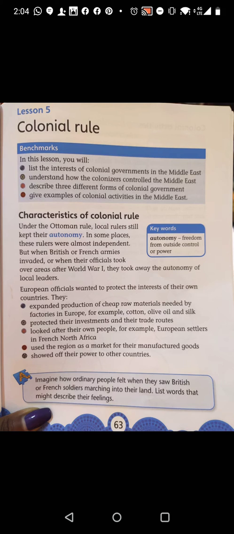For example, the European settlers that came into French North Africa, they protected them, making sure they were safe when they moved there. And then they used the region as a market for their manufactured goods, so they also sold their goods in those areas. Then they showed off their power to other countries. So this is the beginning of the characteristics of colonial rule. When they came in and started ruling in these different areas, this is how they did it. These are some of the things that they did.